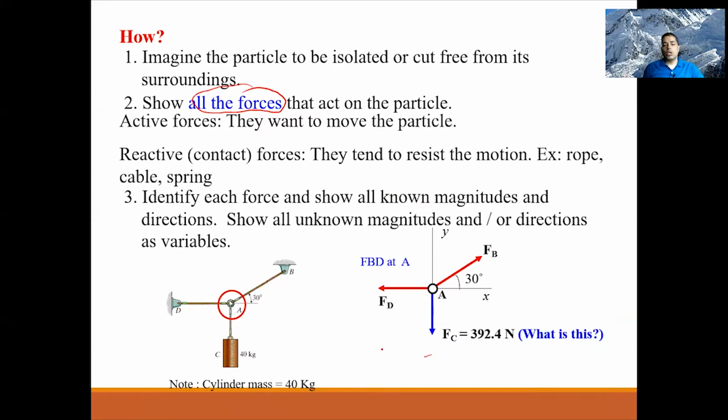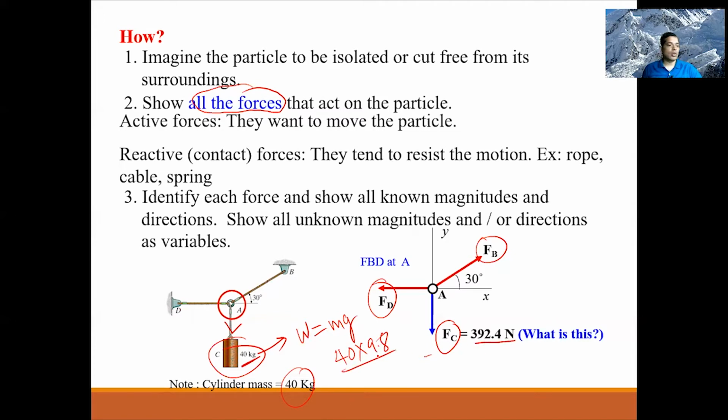So now this is FD, as we said earlier, this is FB and this is FC. We know FC. This is acting down. So what is the object hanging here? 40 kg. But how do you convert mass to force? Weight, right? In this case, force is weight, mass times gravity. So 40 times 9.8 happens to be 392.4 Newton. Now you have the free body diagram.